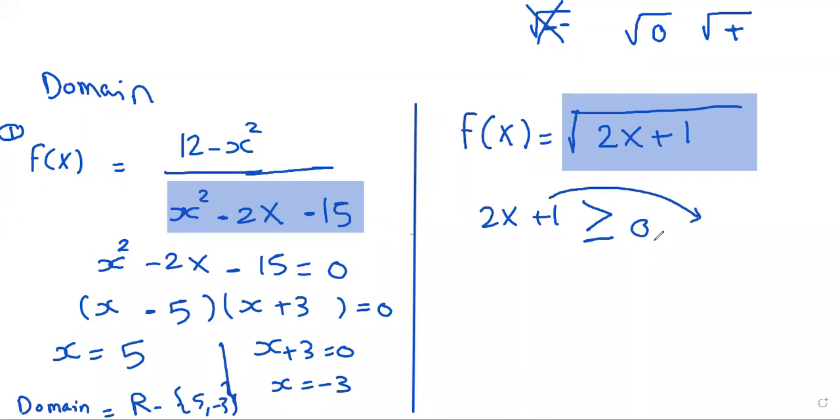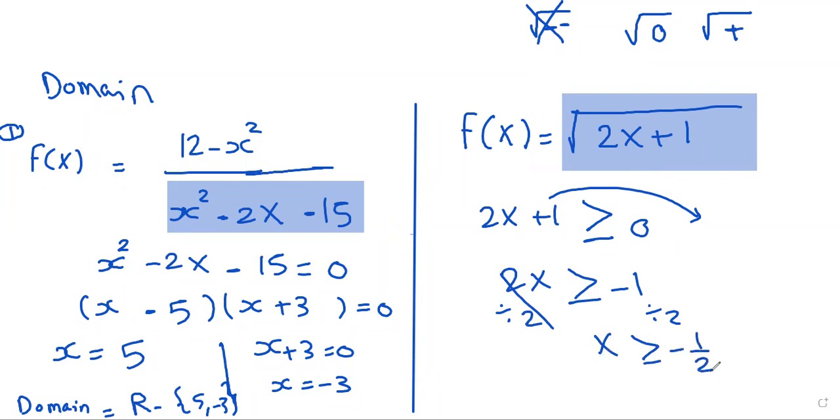Then we'll move 1 to the other side, then 2x greater than or equal to minus 1, divided by 2, divided by 2. Then x greater than or equal to minus half. Okay? I want to write the interval. So x greater than or equal to minus half, it's minus half here. Greater than, we will take this direction. So the domain is from negative half to positive infinity.